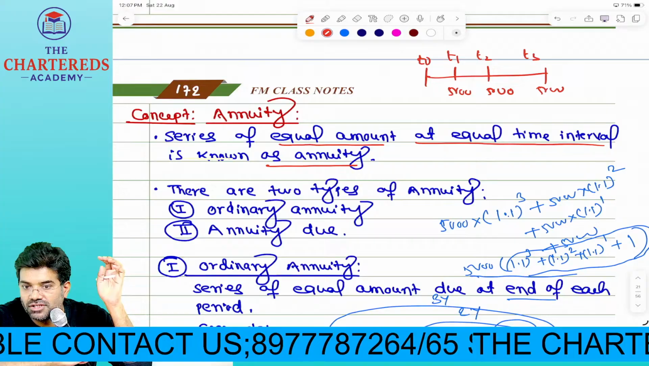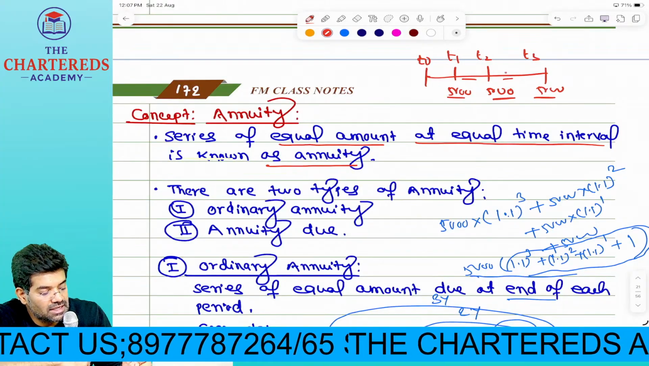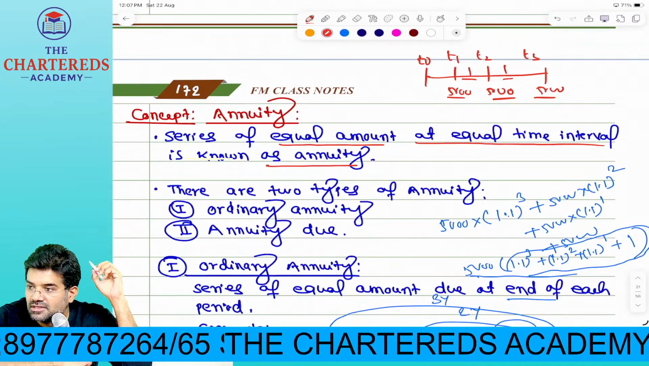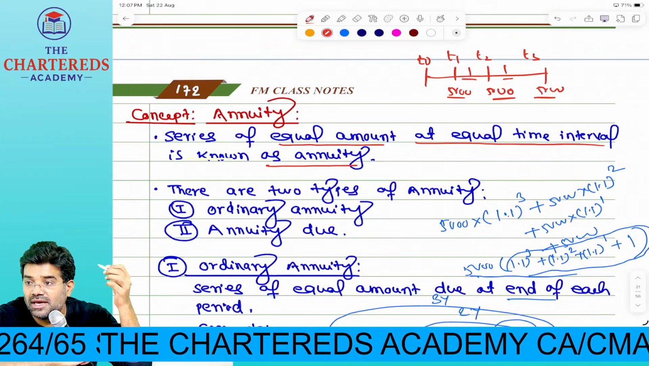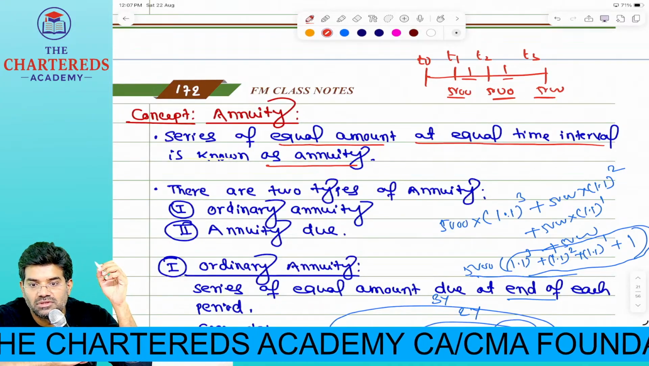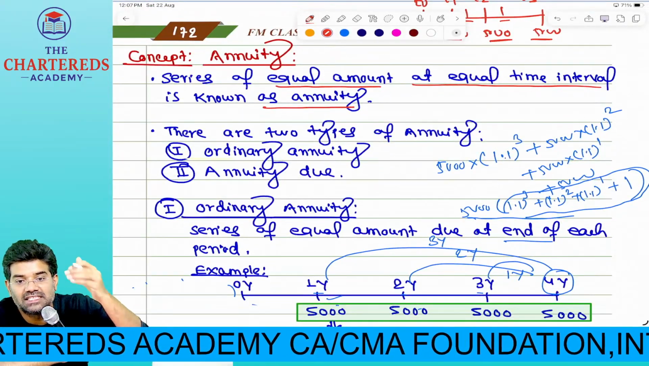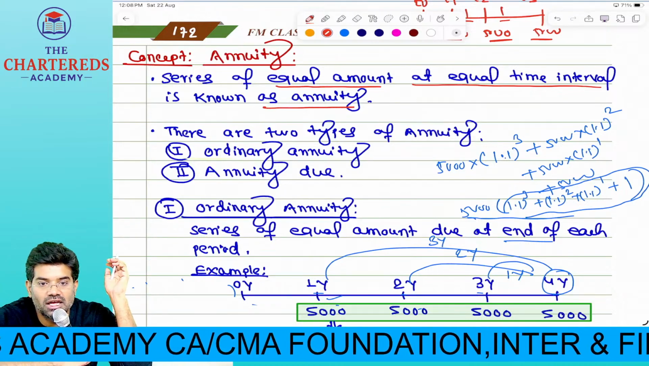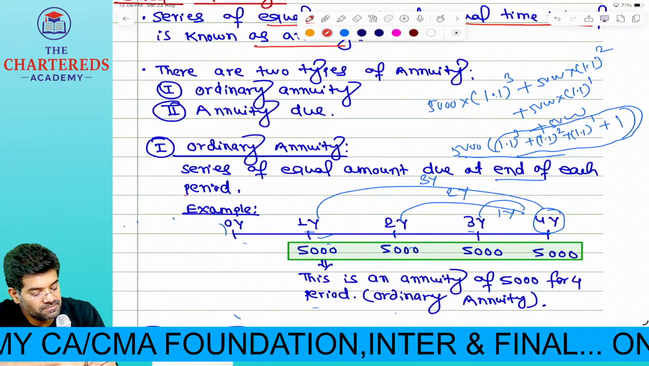Can we call this an annuity? Yes. Why? Equal amount, equal time interval also. 1 year, same time gap or not? Then we can call this annuity. In this annuity also we have two types: ordinary annuity and annuity due. What is the meaning of ordinary annuity? If cash flows are expected to happen at the end of the year, then we call it what?